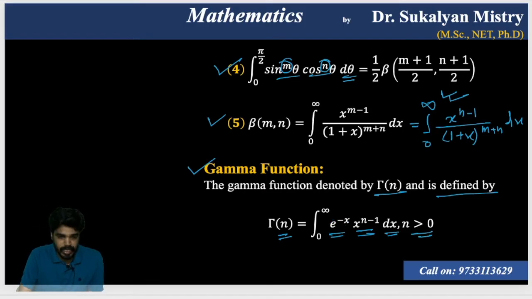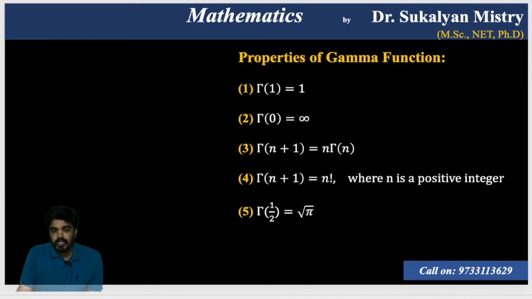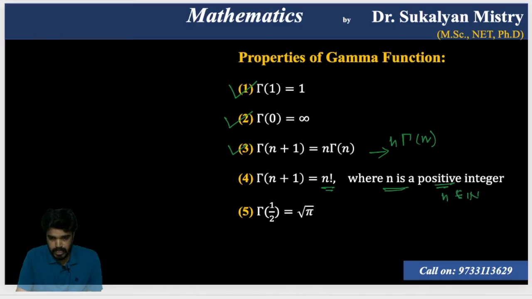Next, the properties of the gamma function: gamma(1) is equal to 1, gamma(0) is infinity, and gamma(n plus 1), which is very important, is n gamma(n). This is the general formula. And gamma(n plus 1) will be factorial n when n is a positive integer; this result is applicable if and only if n is a positive integer.